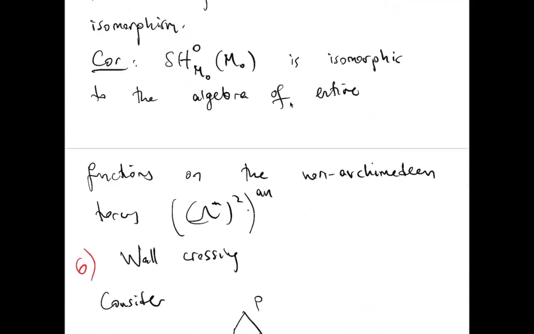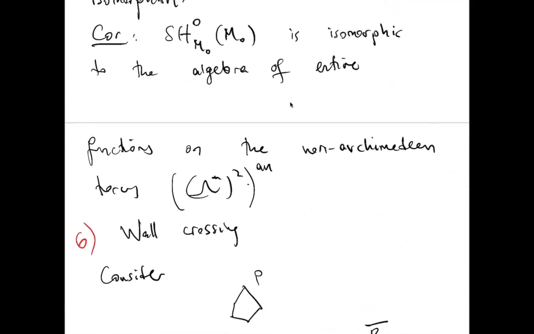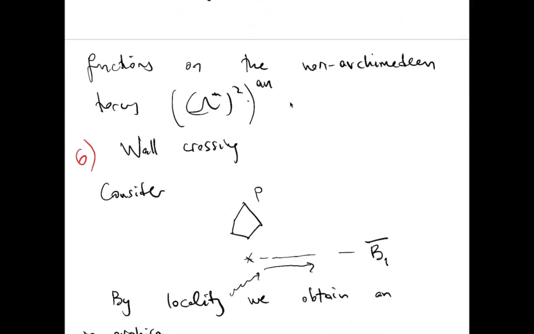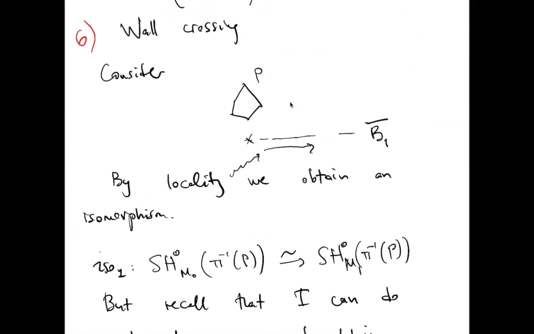Okay, so the corollary of this computation is that SH0 of M0 is isomorphic to the algebra of entire functions on the non-Archimedean torus. And so now let me give you another, so this will be a local computation about M1. That was the computation for M0.